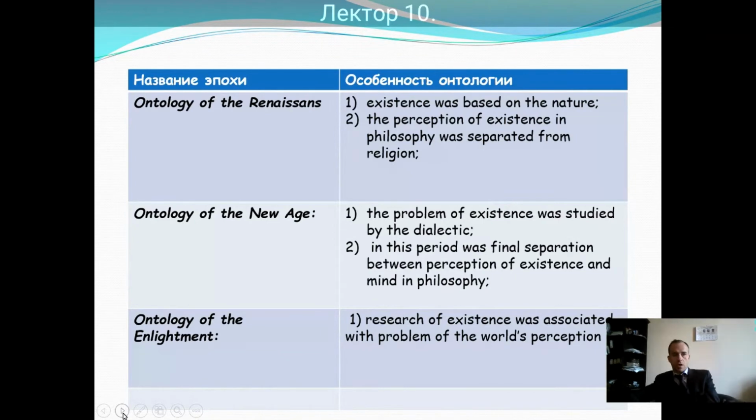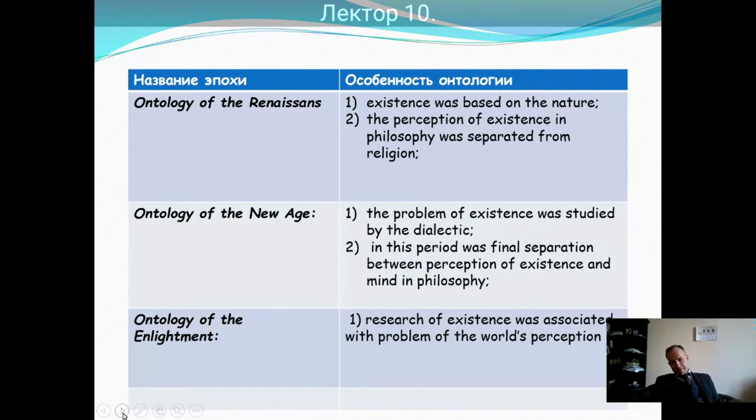Ontology of the New Age. In this historical epoch, the problem of existence was studied by dialectic, and in this period there was a final separation between the perception of existence and mind in philosophy. What was the necessity for it? Because in each historical epoch of philosophy, different scientists try to find the answer to the basic question of philosophy: what comes first, mind or existence? And in the epoch of the New Age, its philosophers decided that they must separate existence and mind in philosophy.